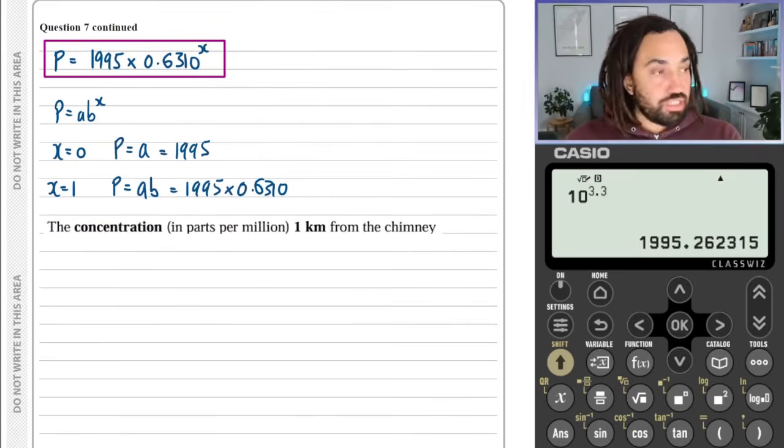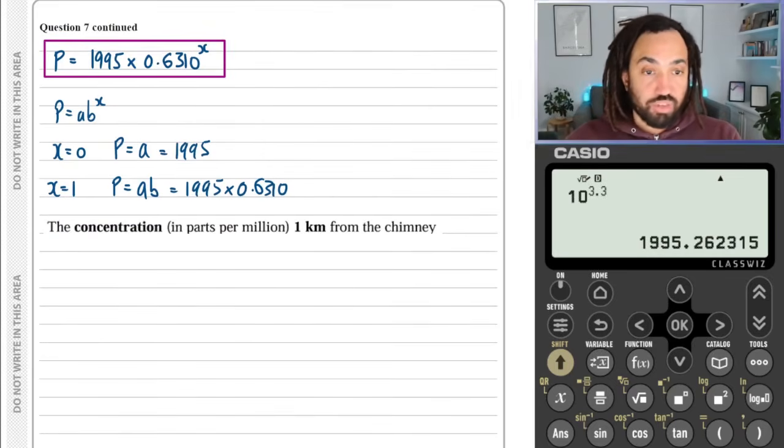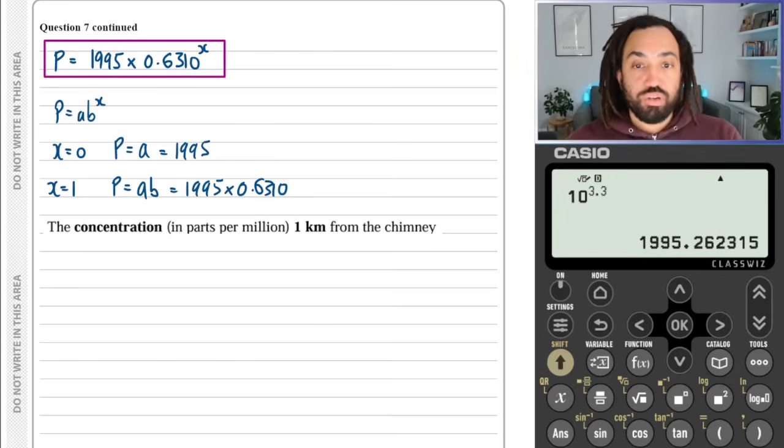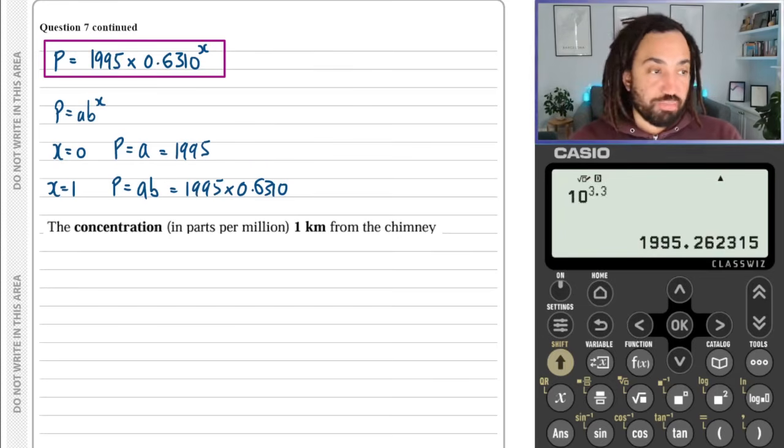Okay, so there it is. There's the answer. So it's the concentration, again, of smoke particles in parts per million when you are 1 kilometer from the chimney.